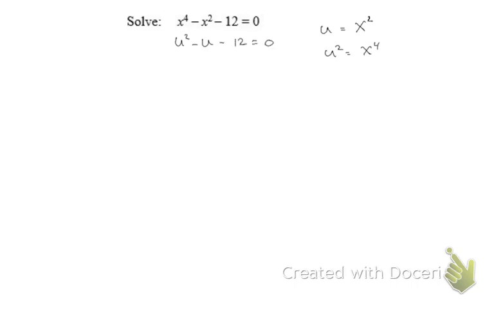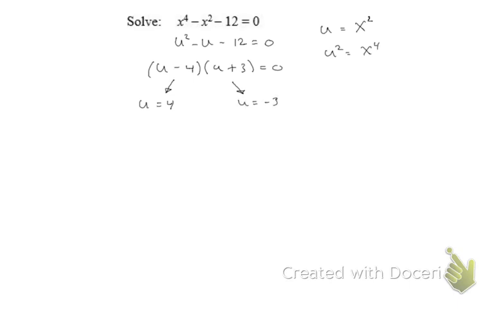And then from here I can figure out what u is by either using the quadratic formula, or if this factors, I can factor the left-hand side. This does factor pretty nice to u minus 4 times u plus 3 is equal to 0. And that tells me that when u minus 4 is 0, u itself has to be 4. And u plus 3 is equal to 0 tells me that u has to be negative 3.